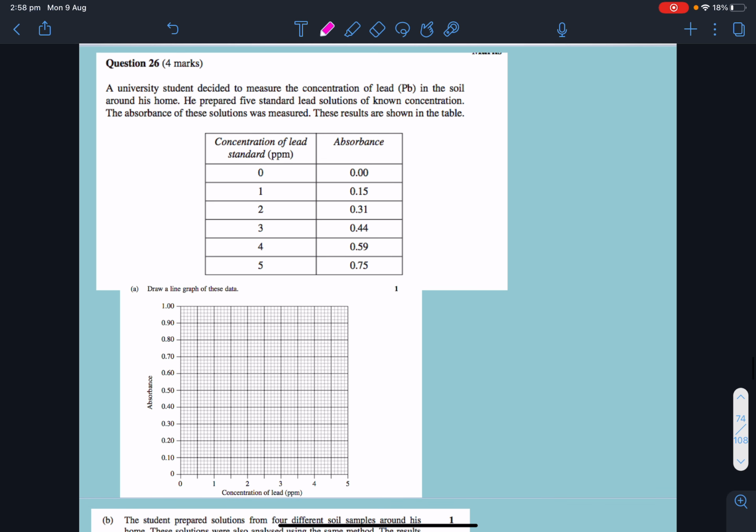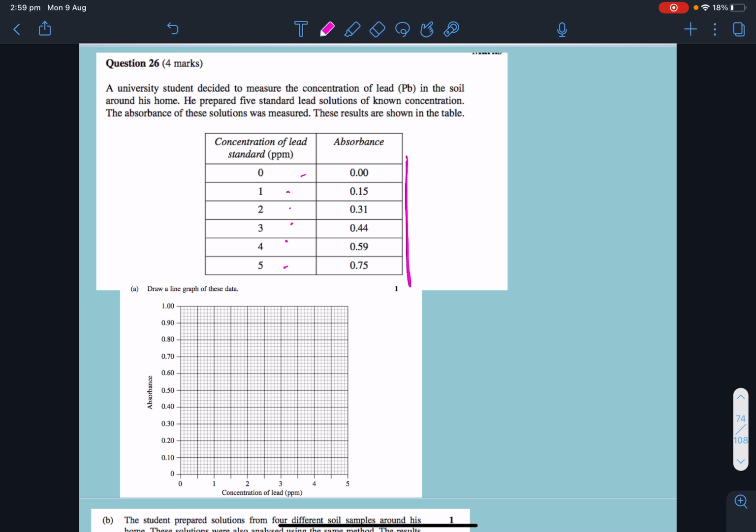Here's a past paper question. A university student decided to measure the concentration of lead in the soil around his home. He prepared 5 standard lead solutions of known concentration, and the absorbances of these were measured. These results are shown in the table.